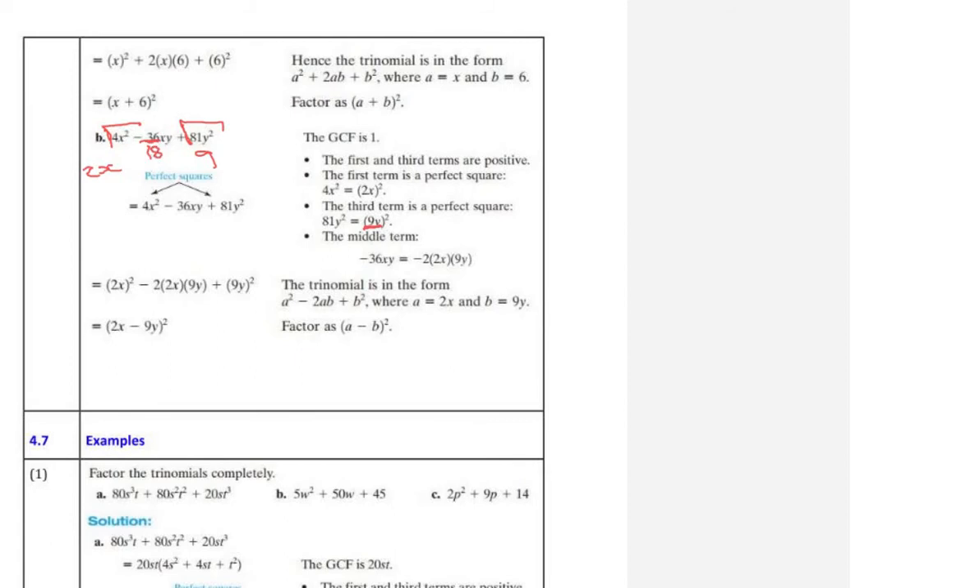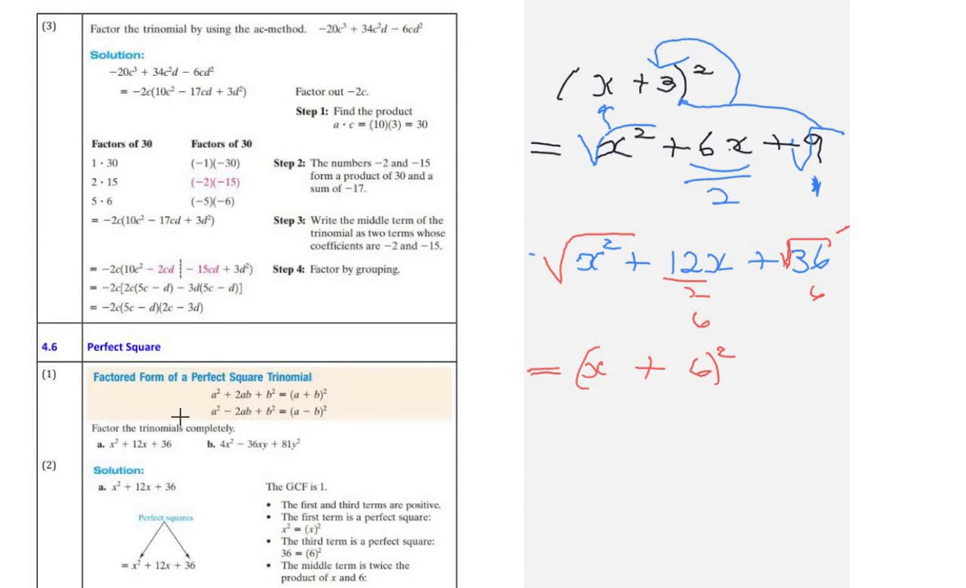If I just go back to the previous page, just to explain this a little bit again. Remember here we had 1 in front. That's why we could just say the square root there is 3, and half this one is also 3. If we divide by 2, we get 3.